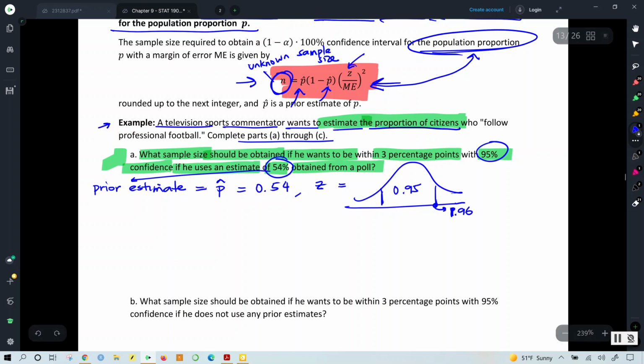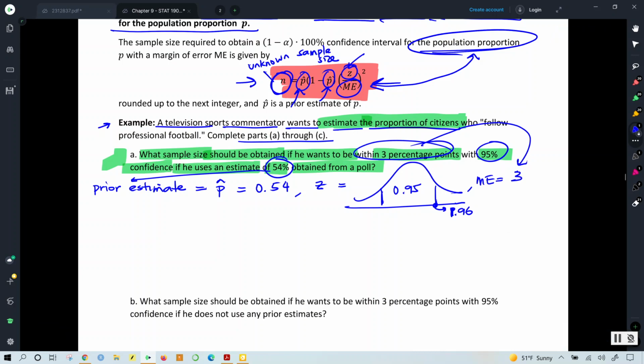So I have Z, I have P-hat already, and I need the margin of error. The margin of error, or E, we're told that we want this to be within 3 percentage points. That's our wiggle room. So we have 3, but this is 3 percentage, so 0.03. So as it stands, we are ready to go.